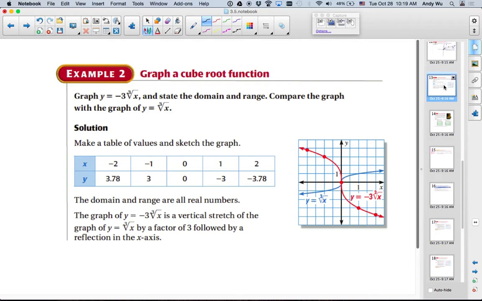Okay, I'll go and just show this one. So this is the parent function, so you should be able to picture that as well. And it's a vertical flip and a vertical stretch by 3. So you flip it first, which gives you that, and then you multiply everything by 3, which gives you that. On the test, I'm going to expect the same thing. I'm not going to ask you to plot the points. I want you to be able to give a general shape of the graph. Okay, questions on example 2.